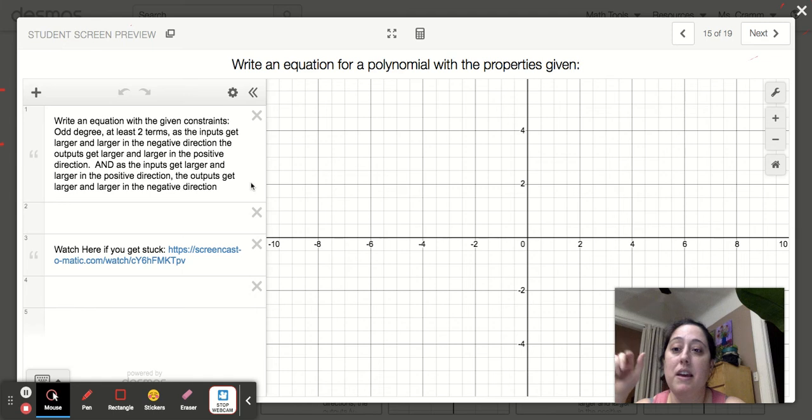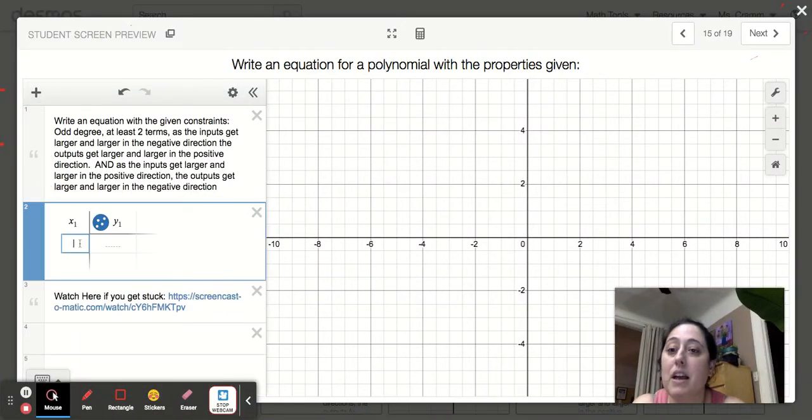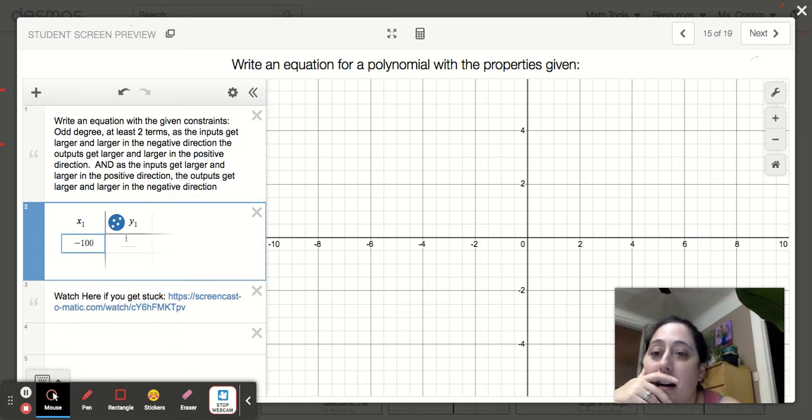All right, so same thing here, and we're gonna do this a little bit quicker. Odd degree, at least two terms. Make a table here. As the inputs get larger and larger in the negative direction, the outputs get larger and larger in the positive direction. I'm just gonna put like, I don't know, let me put like 5.